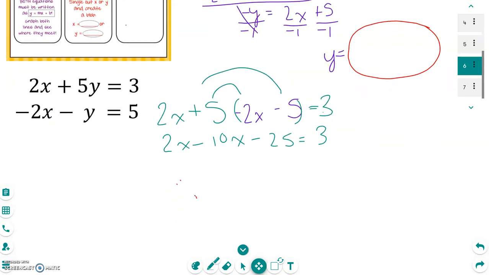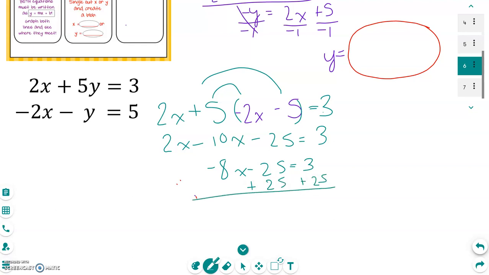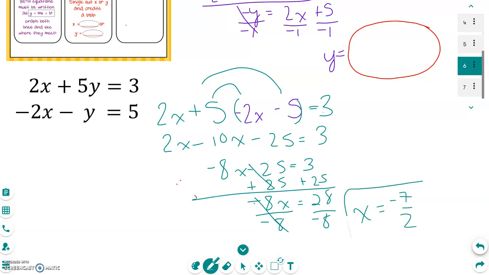Then we are going to combine like terms. We can combine these two here, so we end up with negative 8x minus 25 equals 3. Moving 25 to the other side to get x by itself, because that's what we're trying to solve for right now. We end up with negative 8x equals 28, divided by negative 8 on both sides will give us x equals negative 7 over 2.